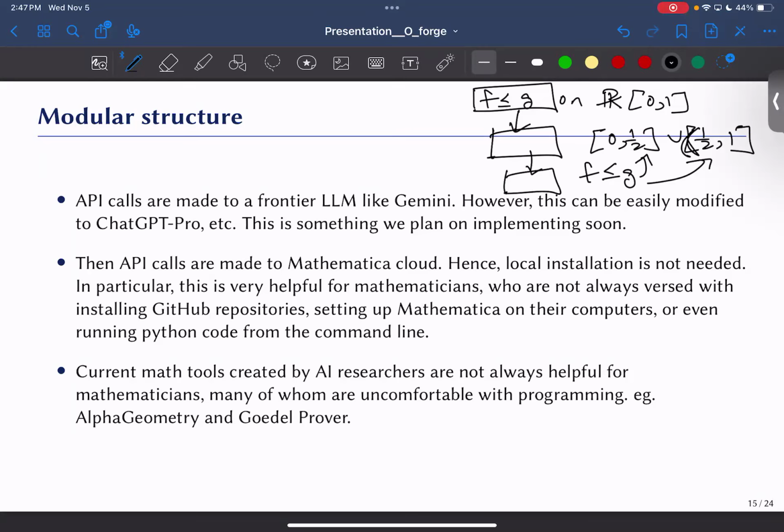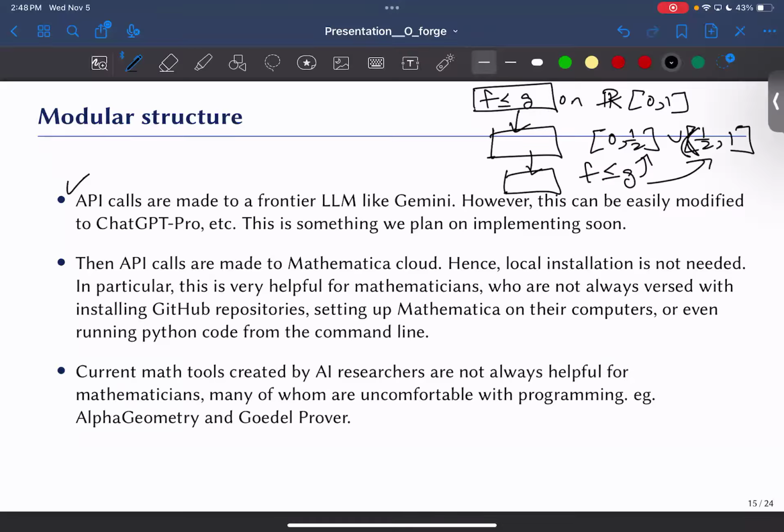Right. So, as researchers, we would just want to use the most powerful tool out there, and this allows you to do that. Okay, and then API calls are made to Mathematica Cloud, and we were told many mathematicians don't have Mathematica installed. It might be prohibitive, it might be expensive. The universities might not offer it. So just put everything on the cloud. So I should not have to have Mathematica installed on my computer to use that. It just makes an API call to Mathematica Cloud and then outputs the result.